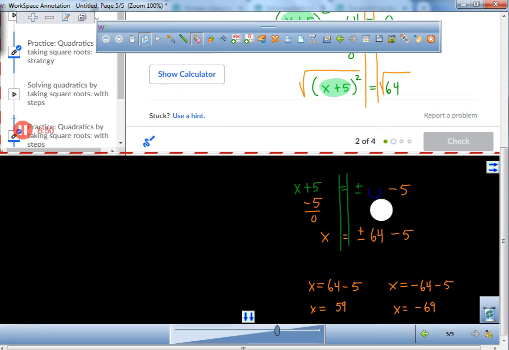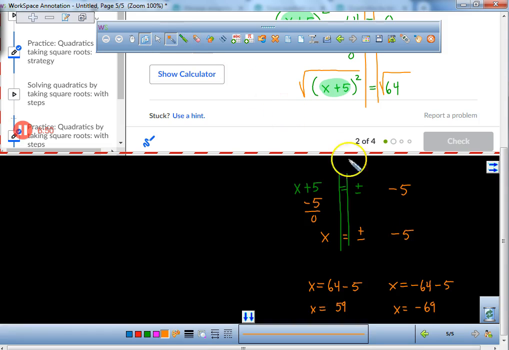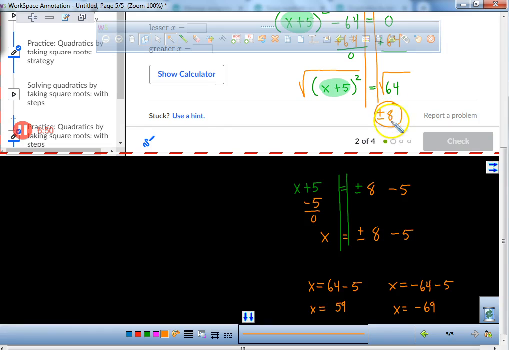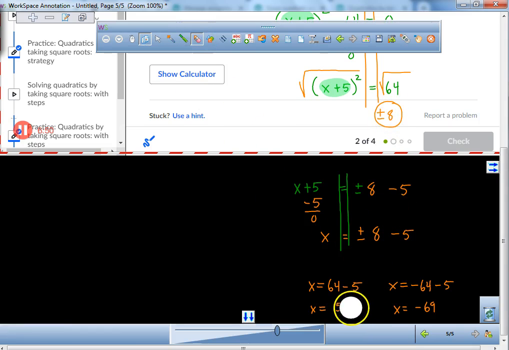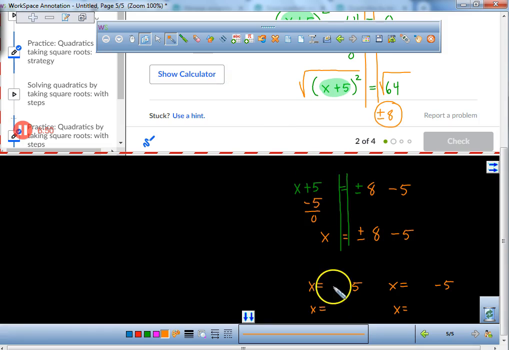Hold on. No. Stop. By the way, that's supposed to be plus or minus 8. I don't know what I was thinking. So this becomes plus or minus 8. That was a big foible. My apologies. I had too much coffee this morning.